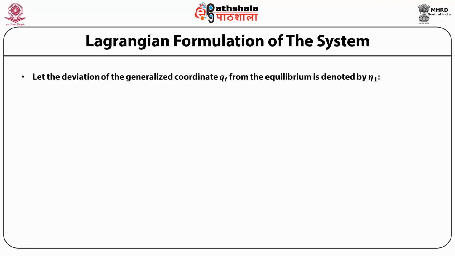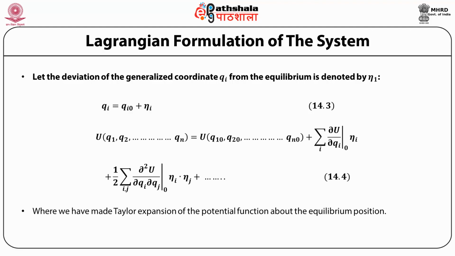Let the deviation of the generalized coordinate qi from equilibrium be denoted by eta_i, that is, qi is equal to qi0 plus eta_i. Now, the potential energy function is a function of generalized coordinates q1, q2, ..., qn. Expanding this in a Taylor series about the equilibrium position, which is qi0, the first three terms of the Taylor expansion of U are shown in equation 14.4. The first term corresponds to the potential energy evaluated at the equilibrium position.